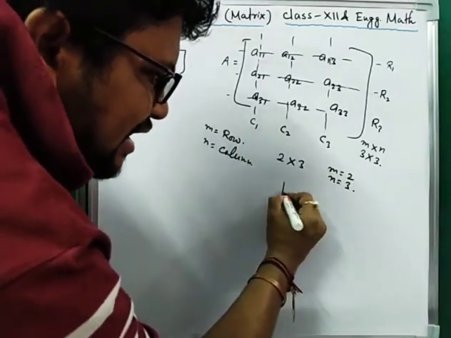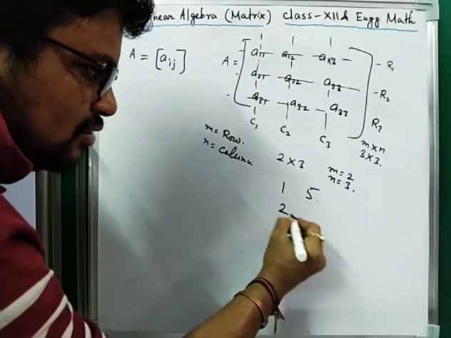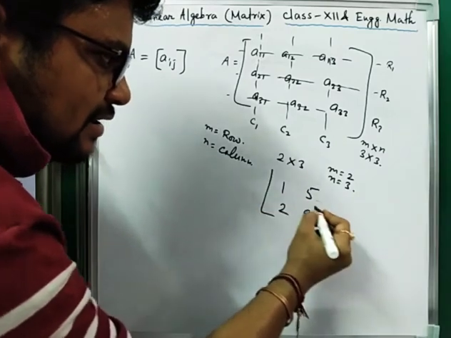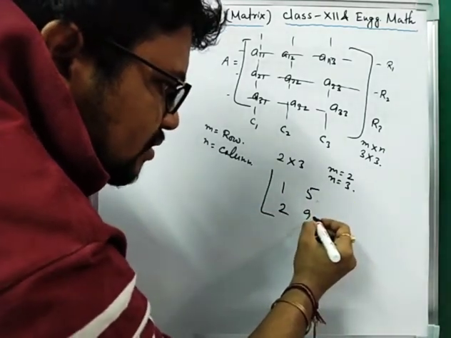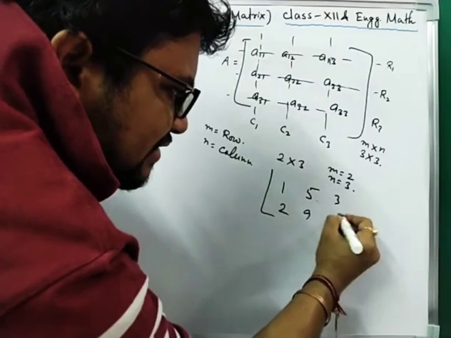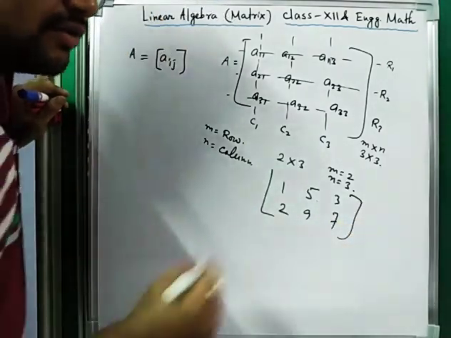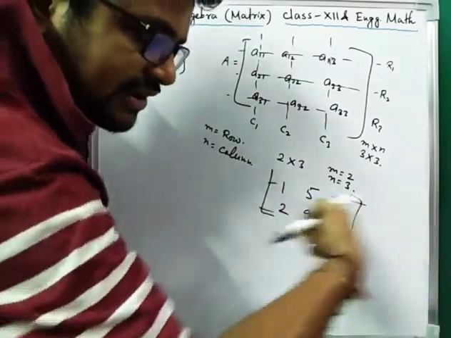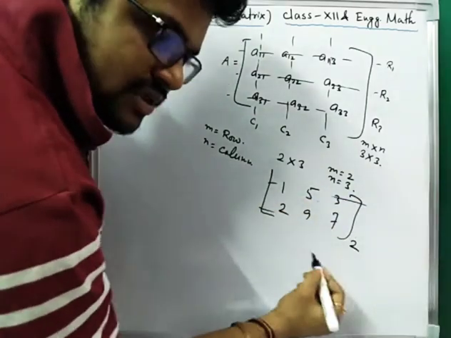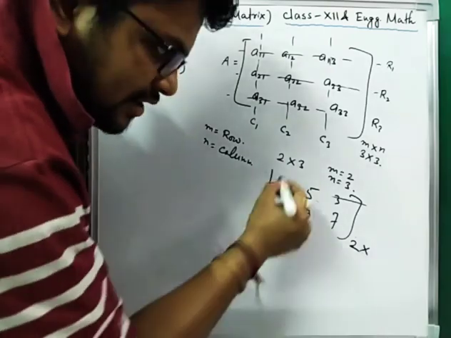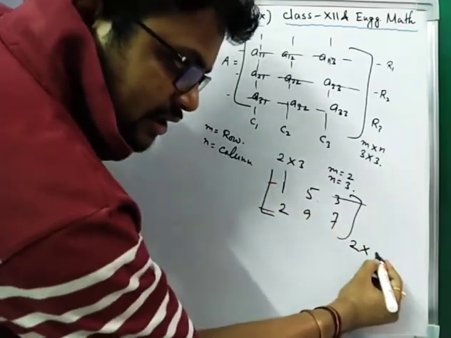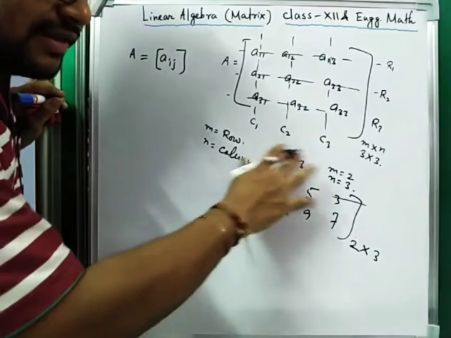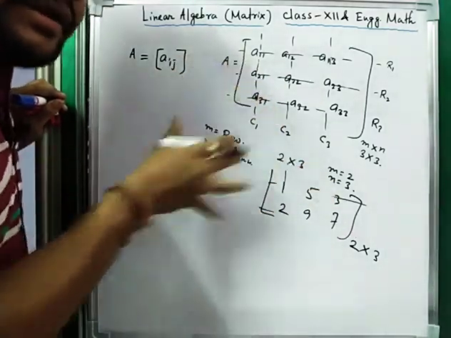So I am writing any arbitrary values: 1 5 2 and 9 3 7. Suppose this matrix. Okay, so how many rows are there in this matrix? 1 2. There are 2 horizontal lines. So that means 2 rows, and how many columns are there? 1 2 3 columns. So it is nothing but a 2 cross 3 matrix. In this way a matrix can be represented.